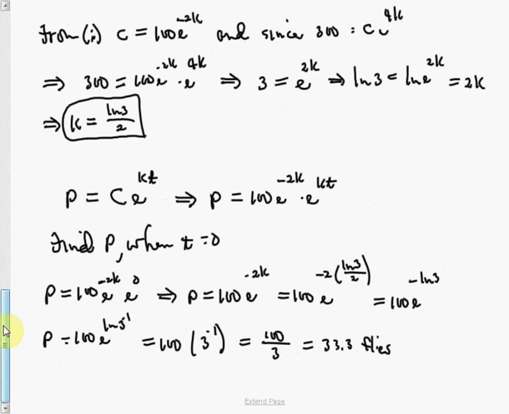Now what I tend to do with my simplification is I try to do everything by hand. A lot of you all are sophisticated with these calculators. You can plug that in up top. You could have plugged it in right here, 100 times e to the negative natural log of 3. It would have given you 33.3 on your calculator, okay?